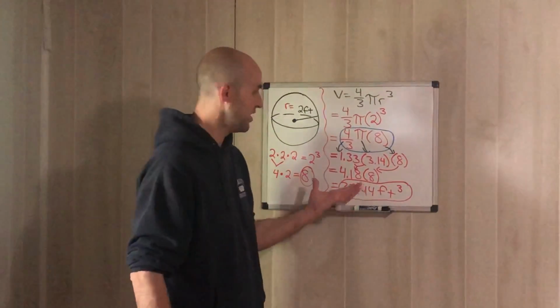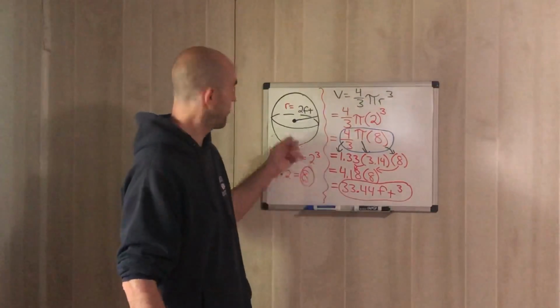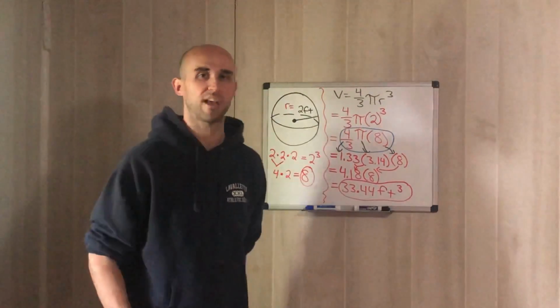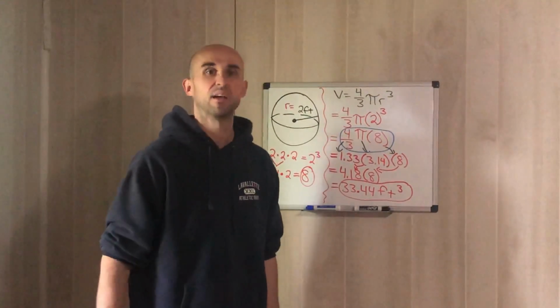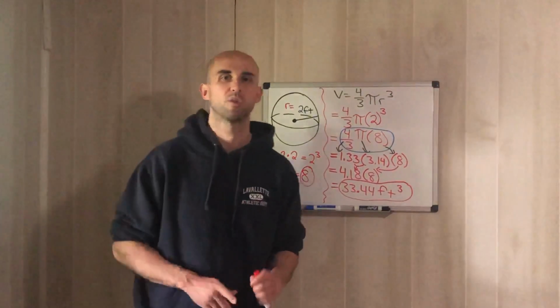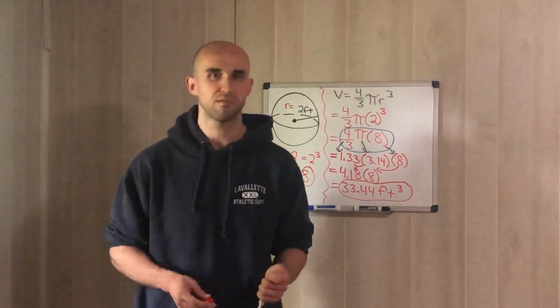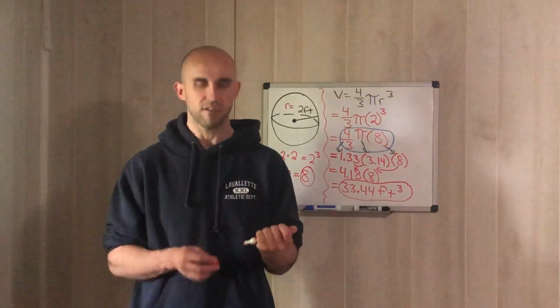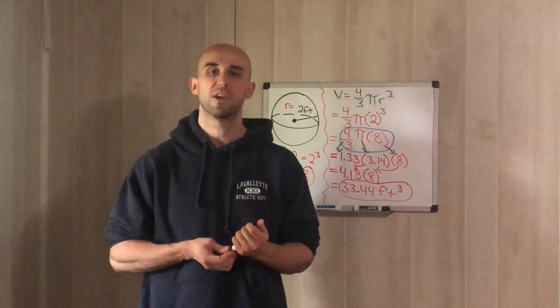Okay, and remember, this number, volume, 33.44, represents how much space would actually be in that sphere. Again, today we did volume, yesterday we did surface area. Tomorrow we'll do a quick review for your final quiz for the year on surface area and volume of a sphere.